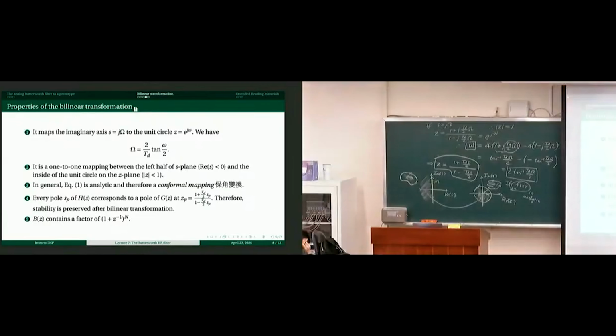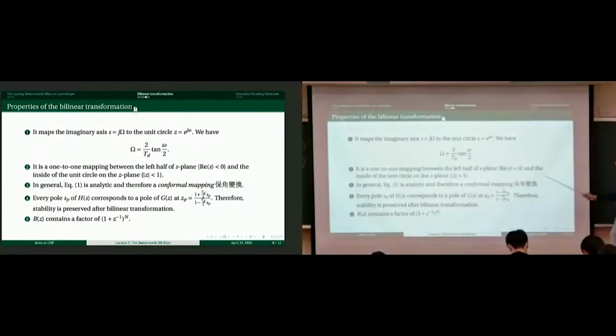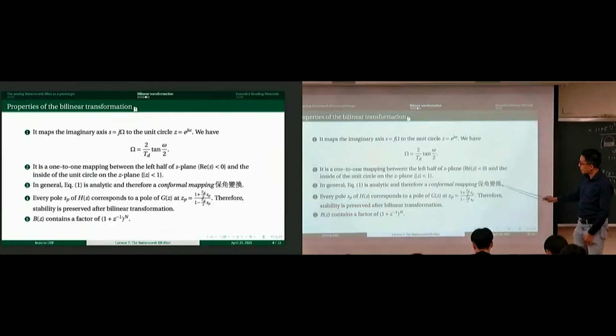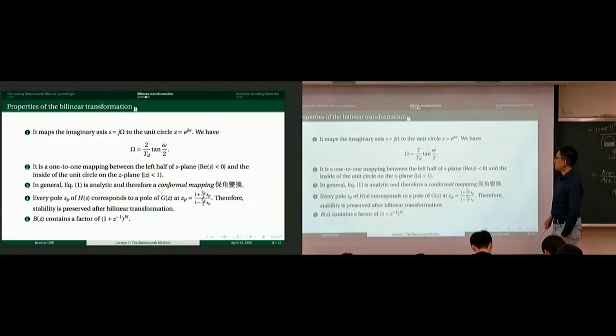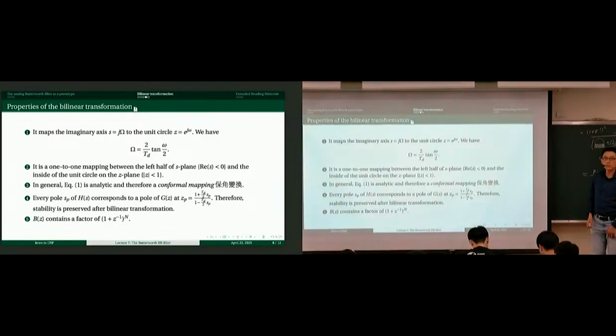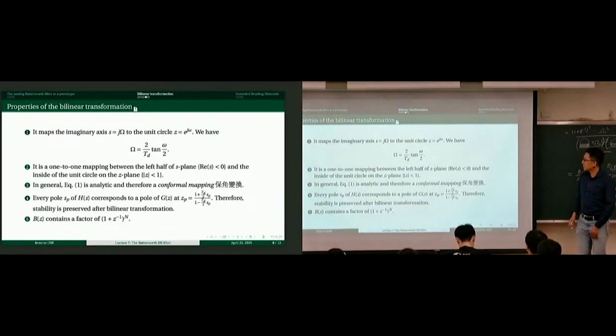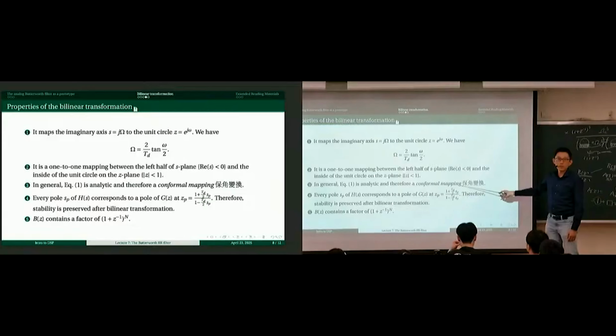And this has a nice implication, which is point number 4. But let me explain. There's a third property. The next property is that, in general, this equation 1 is analytic. And an analytic mapping, an analytic function defined on the z-plane, has the property of being conformal. This mapping will be a conformal mapping.